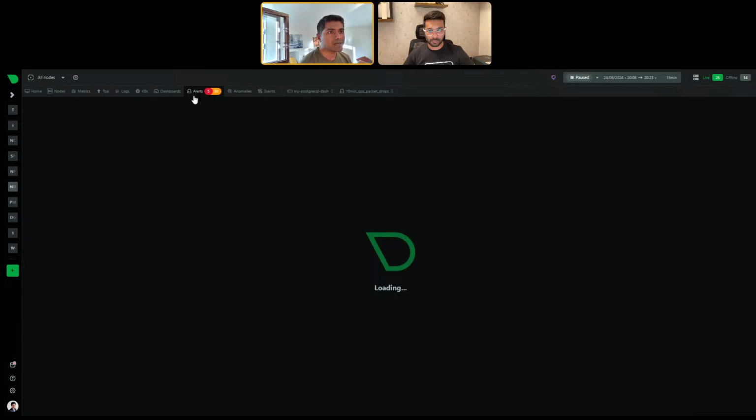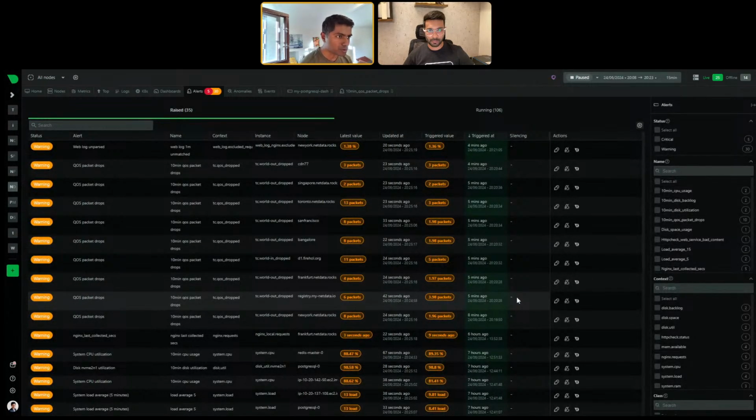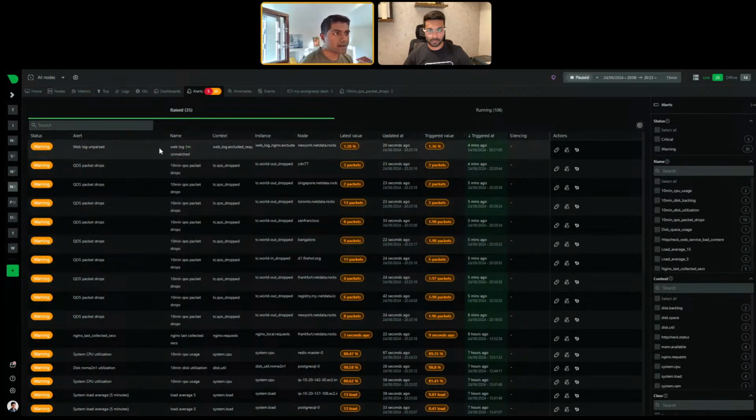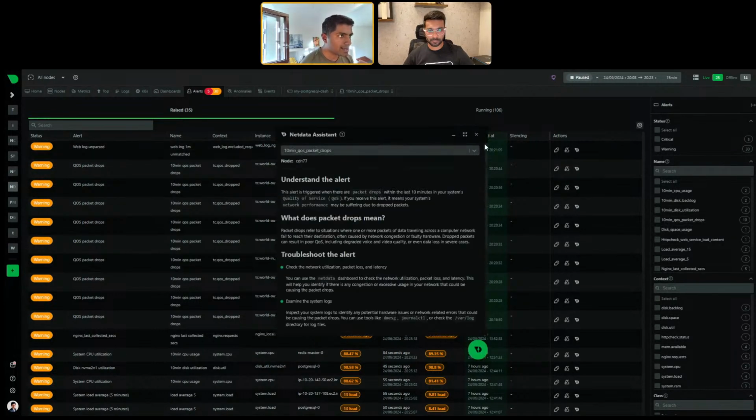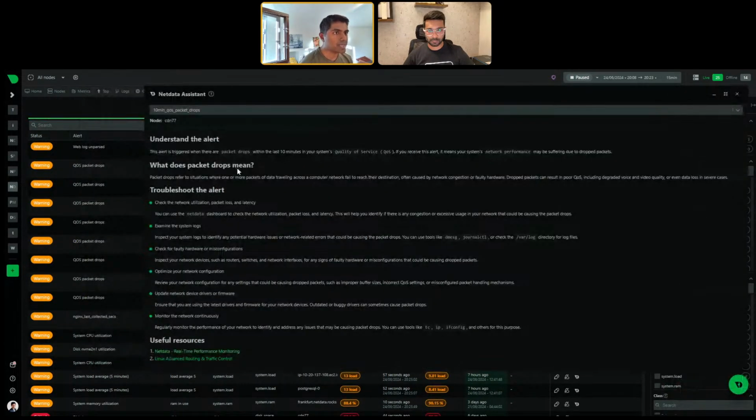And then you have the alerts tab, which shows you what alerts are active right now. This is our demo space, so there's a lot going on, as you can see. And again, let's say you see one of these alerts, QoS packet drops, and you don't know what to do about it. What is this? What does it mean? You can click on this button here, and you'll get an explanation of what this alert is. What does packet drops mean in this context? How do you troubleshoot this alert? And even some useful resources that you can go to read up and really understand this topic better. So the idea is not just to help you troubleshoot, but also to help you educate yourself.